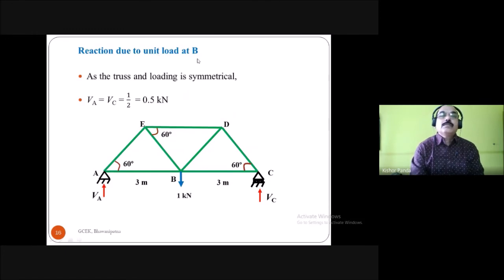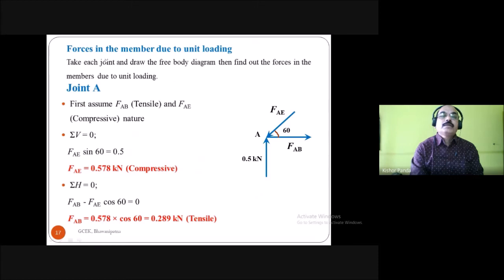Reaction due to unit load at B, the truss and loading are symmetrical. VA is equal to VC is equal to half is equal to 0.5 kilonewton. And find out what are the forces in the members of the truss. The force in the member due to unit loading: take each joint and draw the free body diagram, then find out the forces in the member due to unit loading. So first you take the joint A.